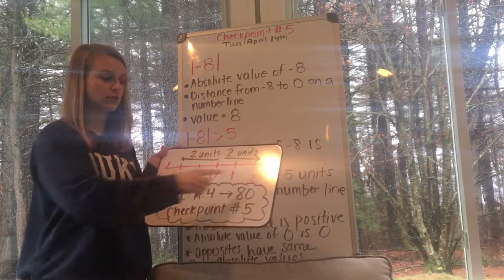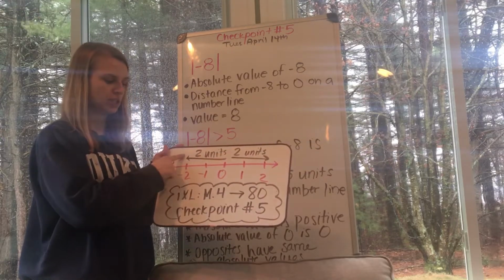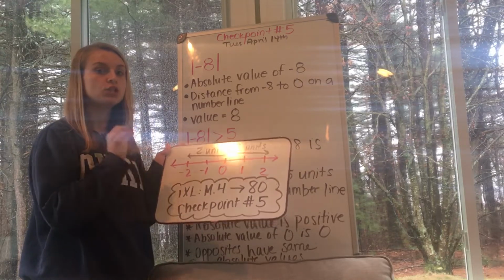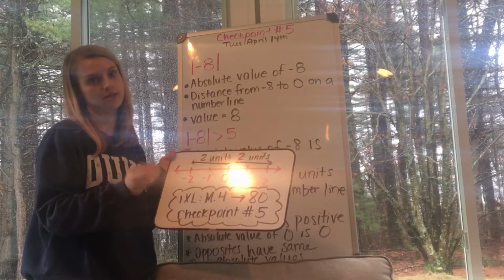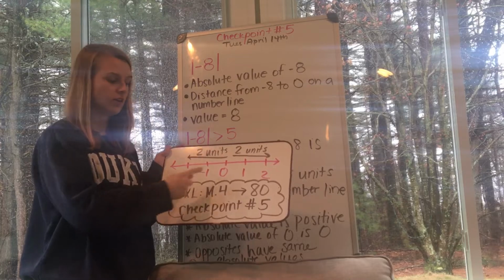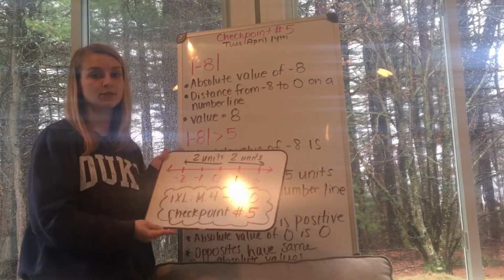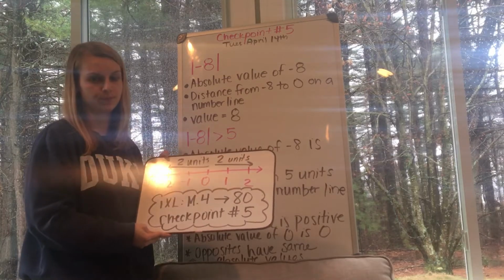The absolute value of 2 is going to be 2, and the absolute value of -2 is going to be 2. That's because they're both 2 units away from 0. For -2, it's 2 units to the left. For +2, it's 2 units to the right. Either way, the absolute value is still going to be 2.